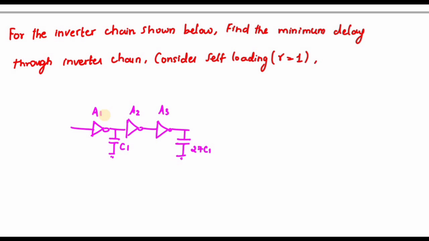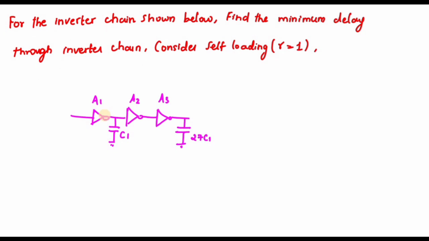Okay, so they have asked to find the minimum delay of the inverter chain. You know the formula for the delay, right? So the delay is equal to n into f power 1 by n plus p. Here n represents the number of stages. The number of stages is 3, because I have 3 inverters. So n is equal to 3.